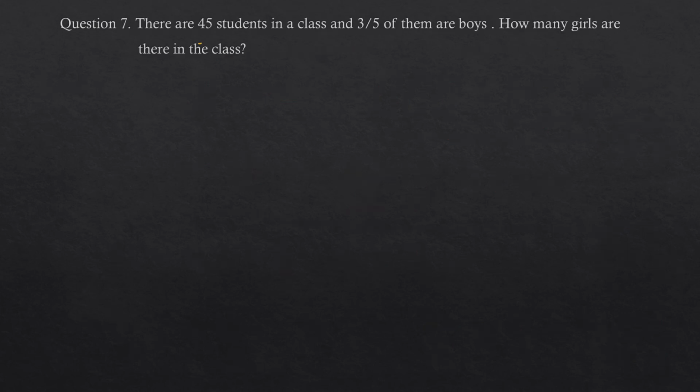There are 45 students in a class. 3/5 of them are boys. How many girls are there in the class? Okay, total number of students in the classroom are 45, and out of 45, 3/5 of them are boys. And according to the question, we have to find out the number of girls in the classroom. Okay, so when you write this statement, the first statement will be total number of students. Total number of students is equal to 45, and then the second statement will be number of boys. Number of boys are 3/5 of 45, means 3/5 of the total, and total is 45.